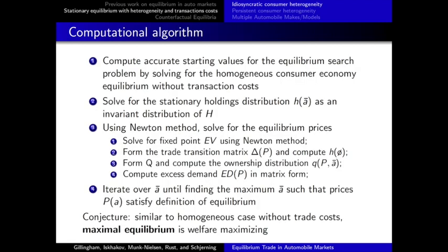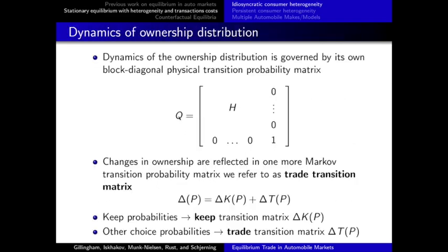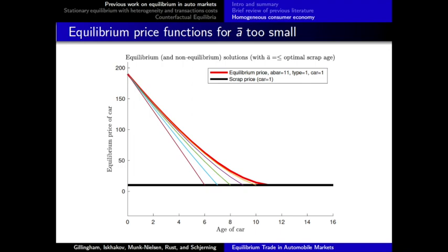So here's essentially the computational algorithm. You start by computing starting values for the prices by solving the equilibrium search problem for the consumer prices from the homogeneous consumer economy without any transaction costs. Remember the linear system of equations that gave us the choice probabilities, that gave us the downward sloping prices by inverting matrices? Well, you can do that for different values of A bar. Let's just scroll fast back.